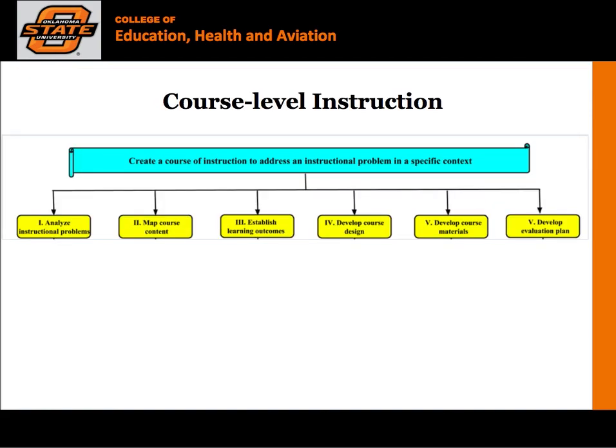So for a course map, your structure is essentially going to look like this. You're going to have your top dog terminal objective at the top. One level down, you'll have your enabling objectives. And then, below each of these enabling objectives, it'll be like the course map that we previously looked at. So you'll have your sub-steps and then your assessment as well.